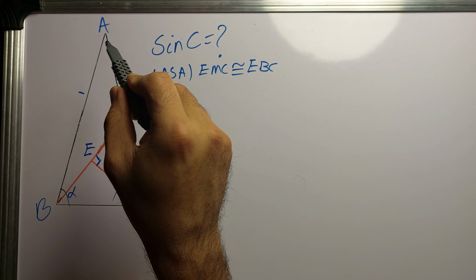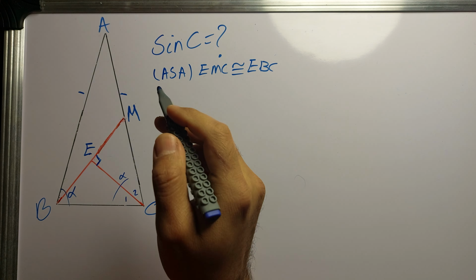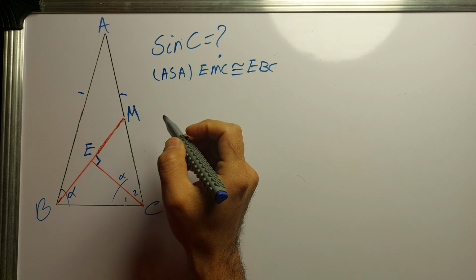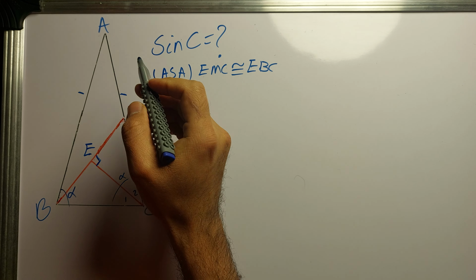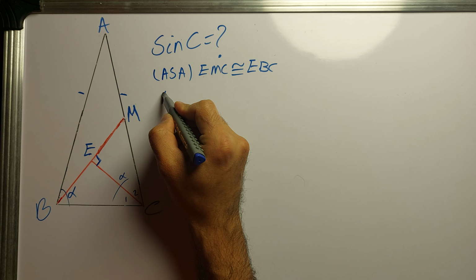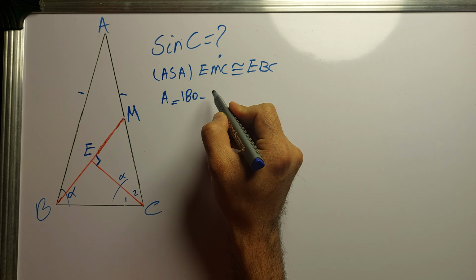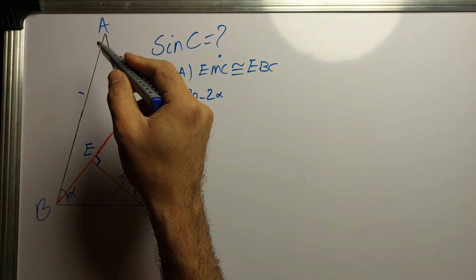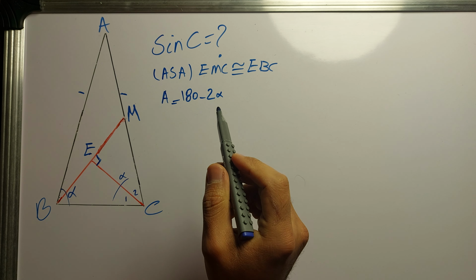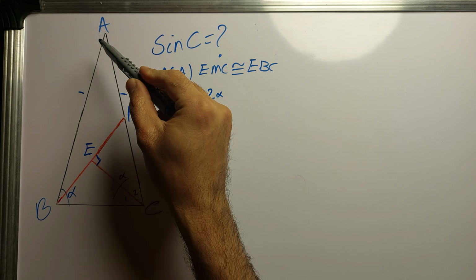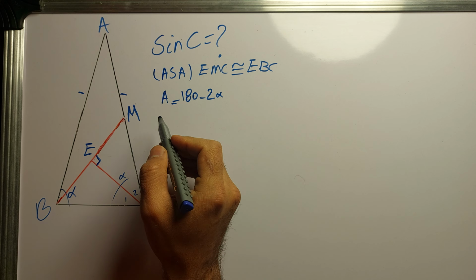So now I have a question for you. What is the sine of angle A? Before that, let's find what angle A is. If angle C is alpha, angle B is alpha also. So angle A is 180 minus alpha plus alpha, or 2 alpha. Why? Because the sum of the interior triangle angles is always 180 degrees. So we know that A is 180 degrees minus 2 alpha. Then what is sine of A?